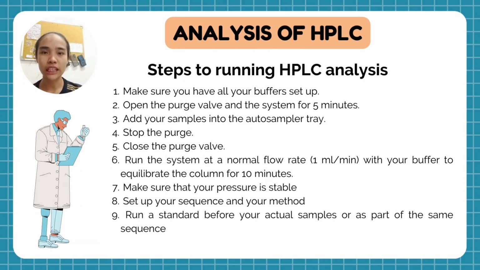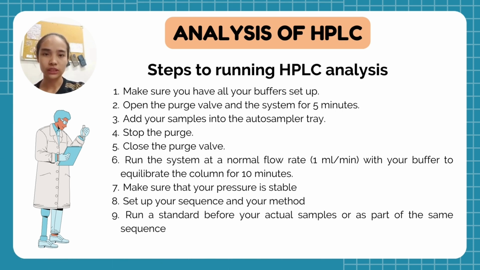These are the steps to running HPLC analysis. First, make sure you have all your buffers set up. Open the purge valve in the system for 5 minutes. Then add your samples into the autosampler tray and stop the purge. Close the purge valve. Then you can run the system at a normal flow rate with your buffer to equilibrate the column for 10 minutes. Then make sure that your pressure is stable and set up your sequence and your method. Lastly, run a standard before your actual samples or as part of the same sequence.